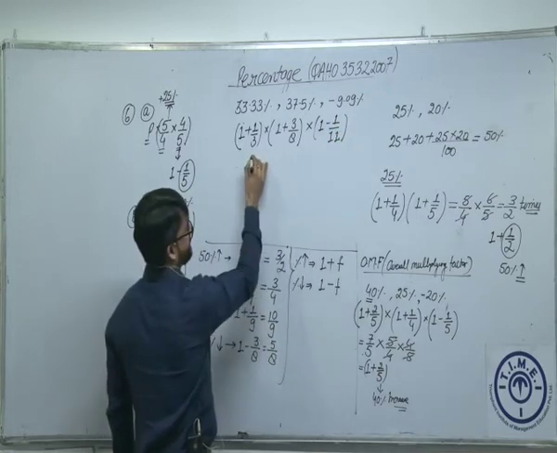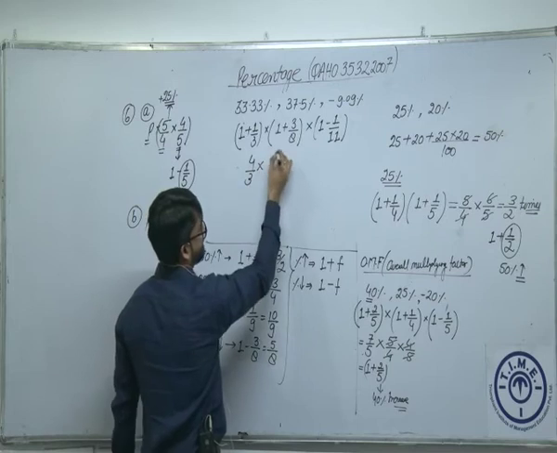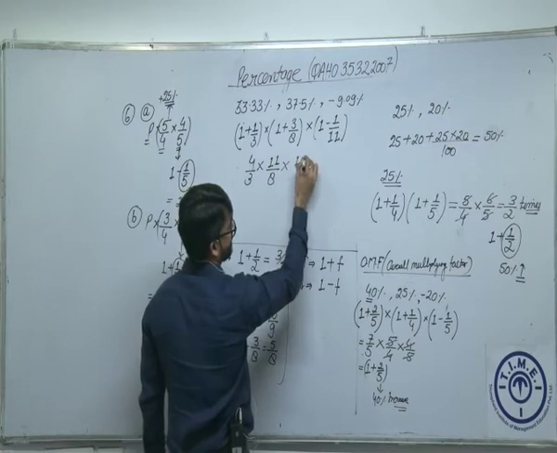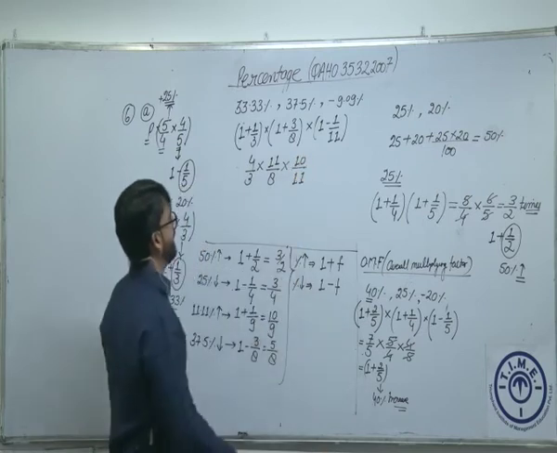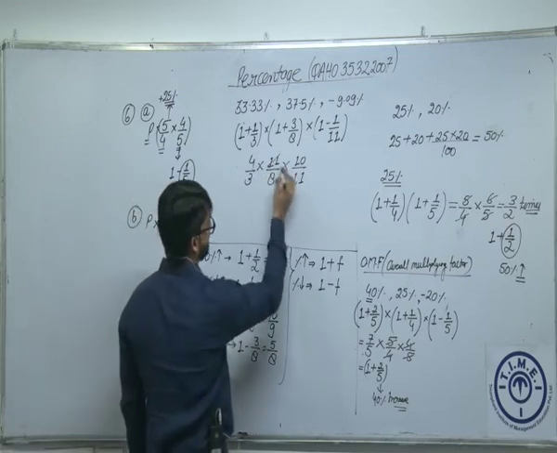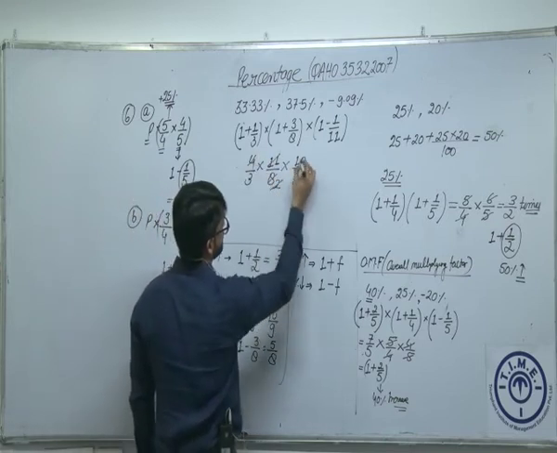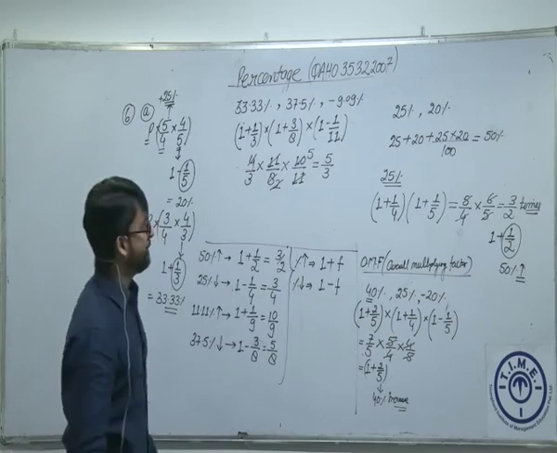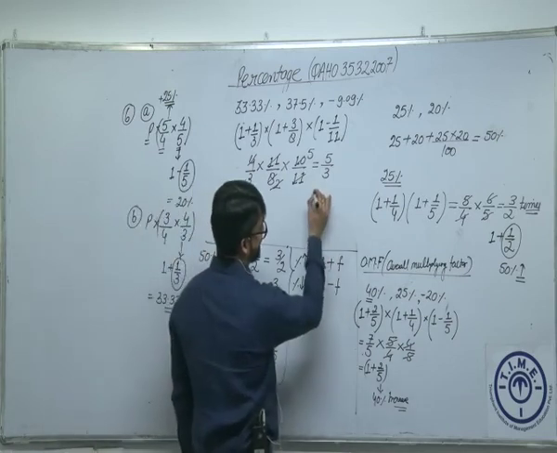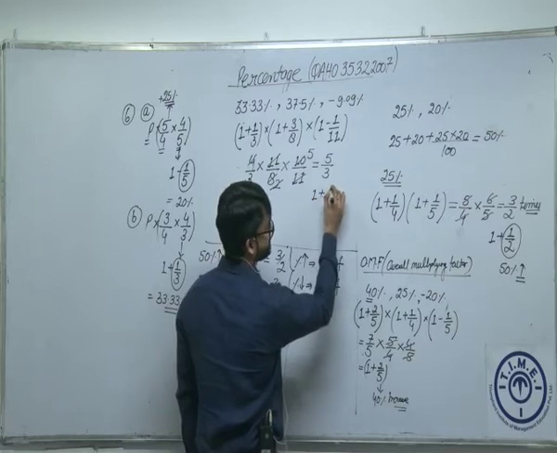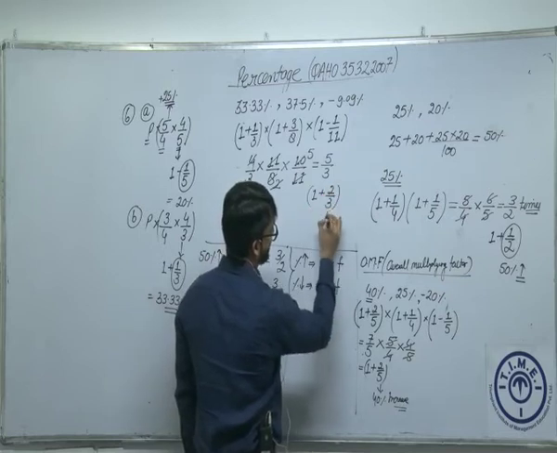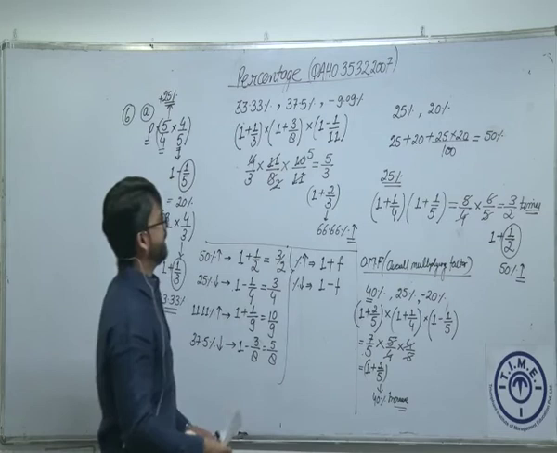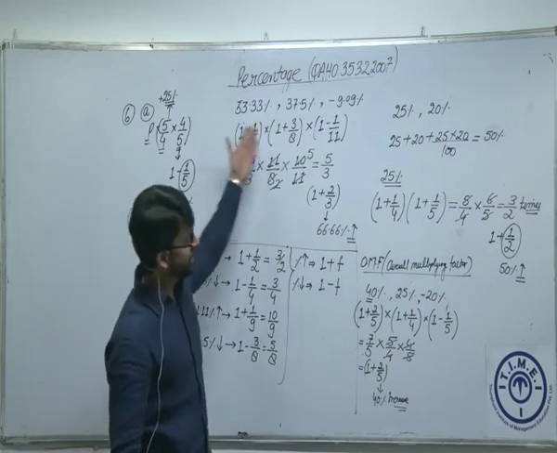So 1 minus 1/11. 1 plus 1/3 is what? 4/3. 1 plus 3/8 is what? 11/8. 1 minus 1/11 is what? 10/11. I think it is okay. Fine. We can easily calculate: 11, 11 cancel, 4 into 2 is 8, 5. My answer will be 5/3. Now if something is 5/3 times, obviously more than 1, कितना ज़्यादा है एक से? 1 plus 2/3. 2/3 का मतलब कितना होता है? 66.66% increase.